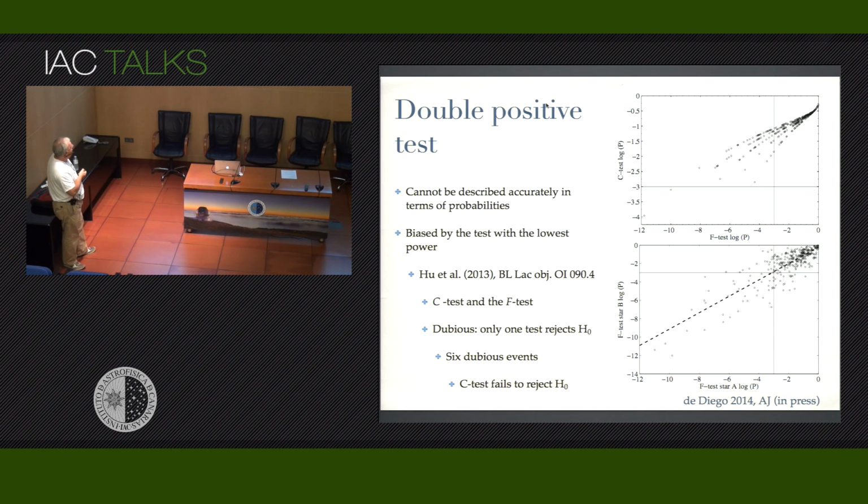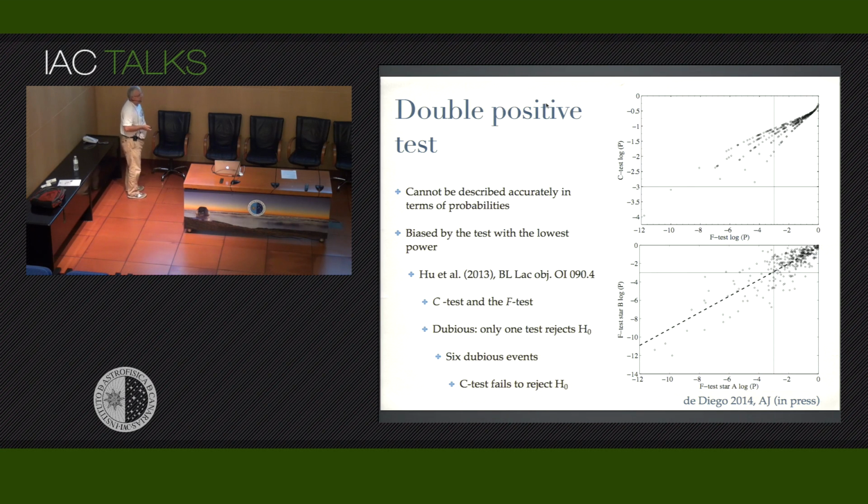And the other thing is that you can see here, this -3 and -3 are, let's say, the 3 sigma level of detection. You see that the test with the lower power biases all your results. In this case, the C-test only detects these two objects. The F-test detects all the objects here. But if you use a double positive test, you will only say that two quasars are variable here. And in fact, if you see the study by Hu et al. for this object, they find 6 dubious events, and in all the dubious events, it's the C-test which fails to reject the null hypothesis.